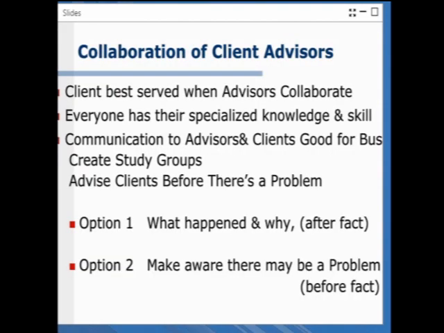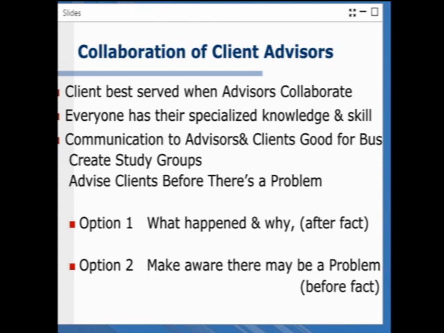I just want to conclude by saying that everyone is best served when advisors collaborate. Everyone has their own specialized area of knowledge or skills, and the best thing that we as advisors can do is to communicate amongst each other. It's good for the client, and it's also good for our business.